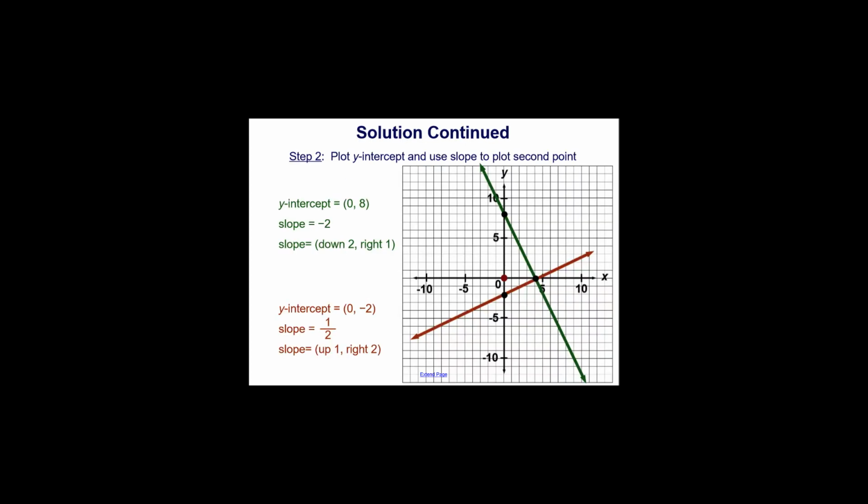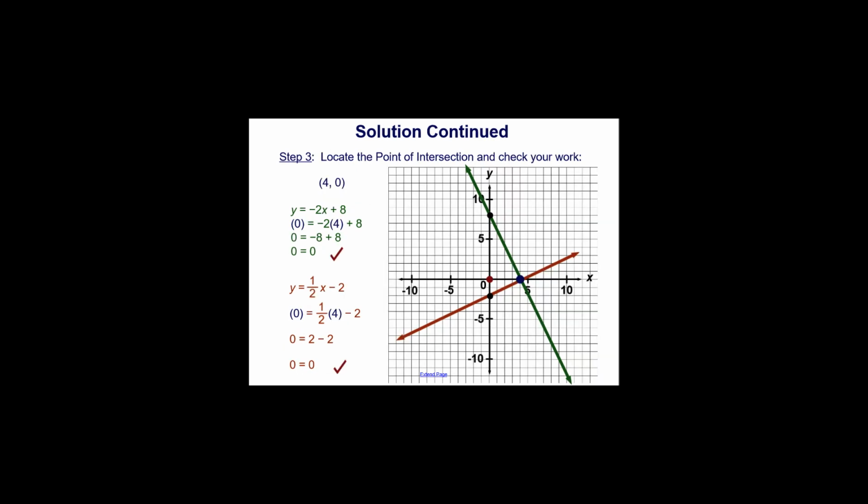The second step is now that your equations are in slope-intercept form, you can easily see and plot the y-intercept, and then use the slope to plot a second or however many points you need. So the first equation had a y-intercept of 8 and a slope of negative 2, so that gives us the first line. The second equation had a y-intercept of 0, negative 2, and a slope of 1/2, so now we can find that point of intersection. That point is 4, 0, so substituting in, checking our answer.